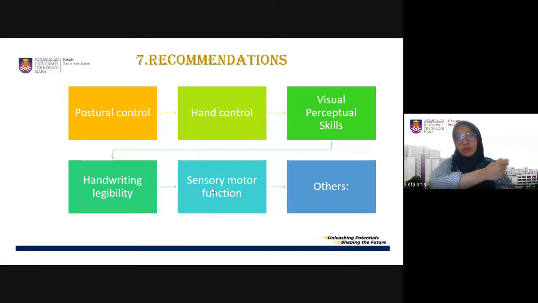So there are some issues in terms of visual motor integration, and also in visual perceptual skills. For handwriting legibility, if there are faults in letters and formations, we also need to note that. And also the sensory motor functions, according to the component, you can pull from there. Okay, Miss Atira has shared the assessments you can use: for postural control use this one, for hand control use this one, for visual perception use this one.